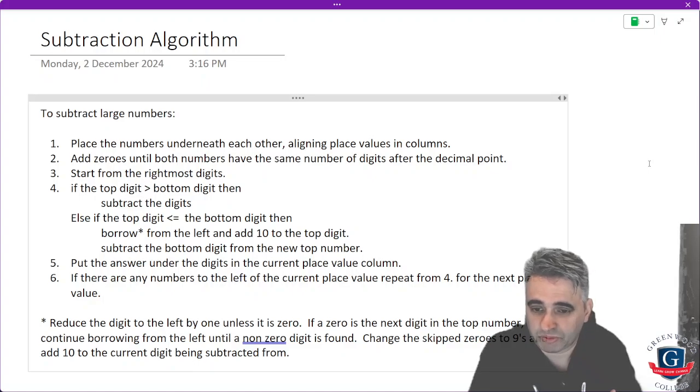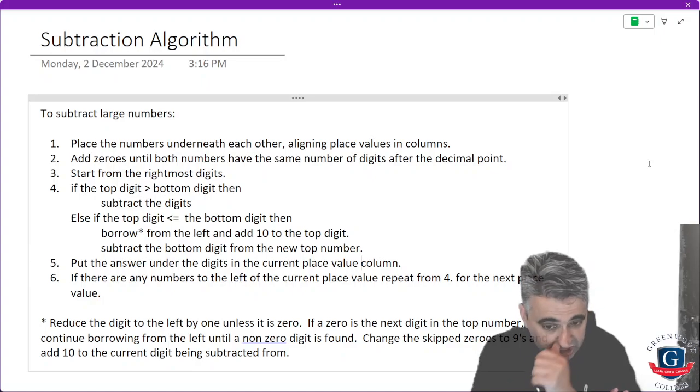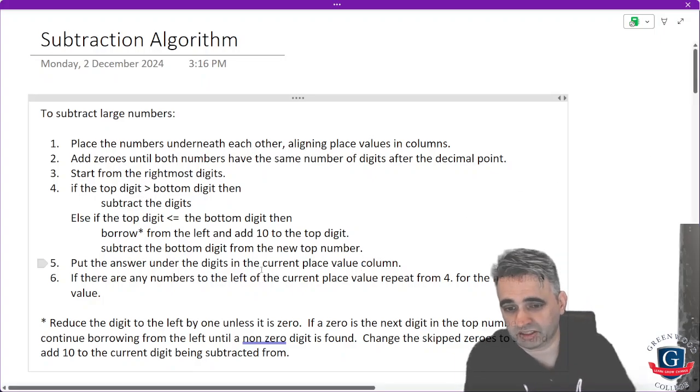So as a bit of a reminder, place the numbers underneath each other, aligning place values in columns. Add zeros to the end of each number until you have the same number of digits in both numbers. Start from the rightmost digits. If the top digit in the rightmost column is greater than or equal to the bottom digit, subtract the digits.